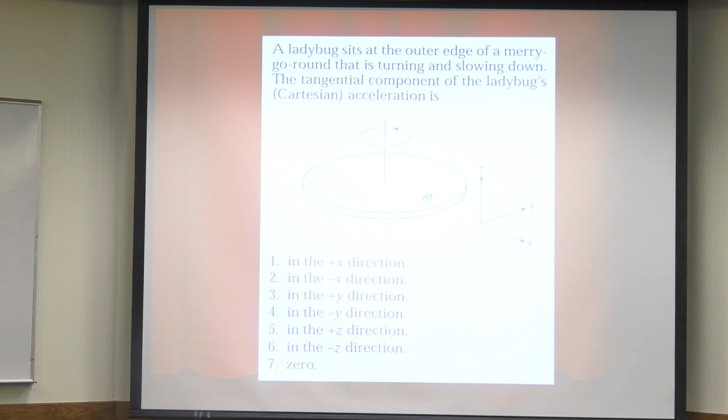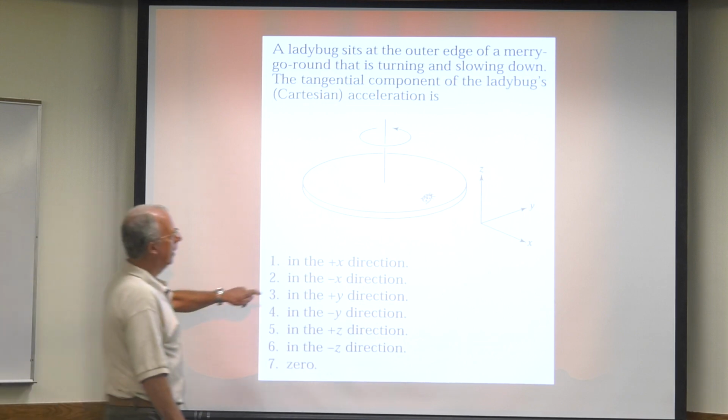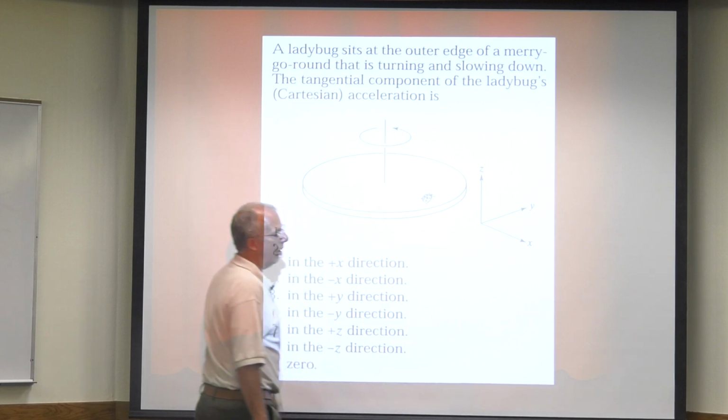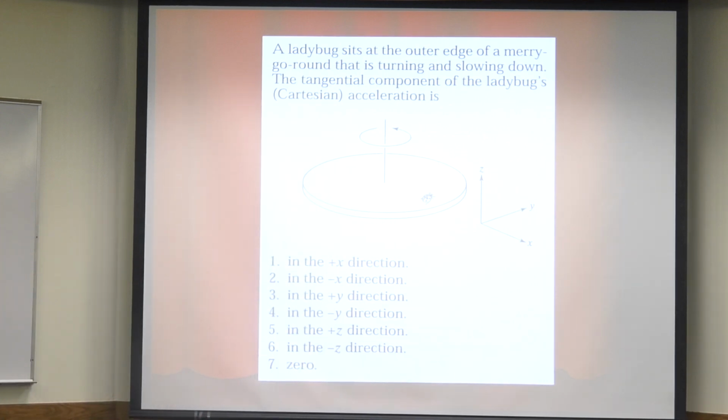Here's another one, a ladybug one. A ladybug sits at the outer edge of a merry-go-round that is turning and slowing down. The tangential, okay, now the tangential, by the way, we didn't even care if it was slowing down, so I was wrong the last one. The tangential component of the ladybug's acceleration is what? Okay, now you care, right? Now it's important that it's slowing down. So we want to know the tangential component of the acceleration. And you can see that this is the way the rotation is going, but it's slowing down. All right, so this is a good review question. You'll use what we learned a long time ago. Okay, so pause your video and figure it out.